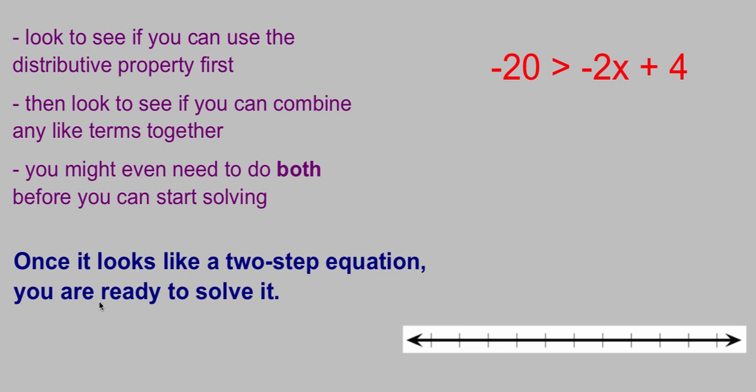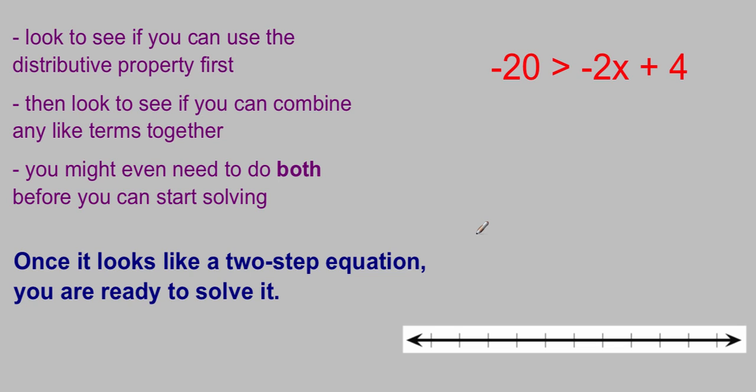Okay, these steps should look familiar to you. First, we're going to look to see if we can use the distributive property, which in this first example, negative 20 is greater than negative 2x plus 4, we don't have. Then we're going to look to see if we can combine any like terms. Nope, we only have one variable and one constant on the right side, so that doesn't apply here either. And then you might even need to do both before you can start solving. So if you don't mind writing those steps down, because our examples will get to that, that would be great.